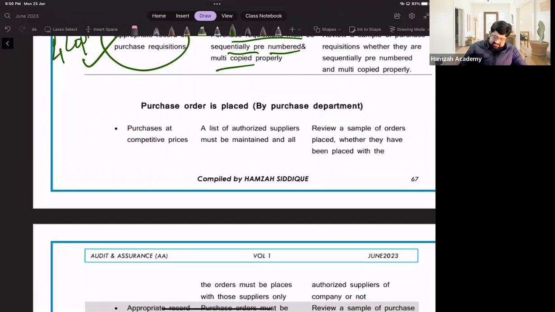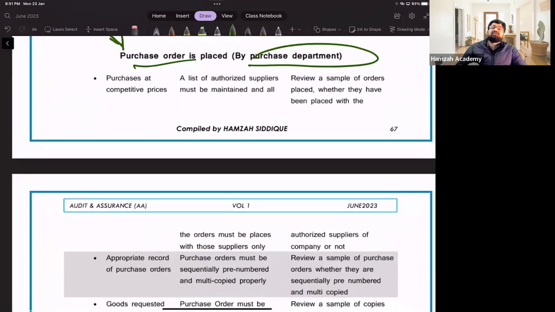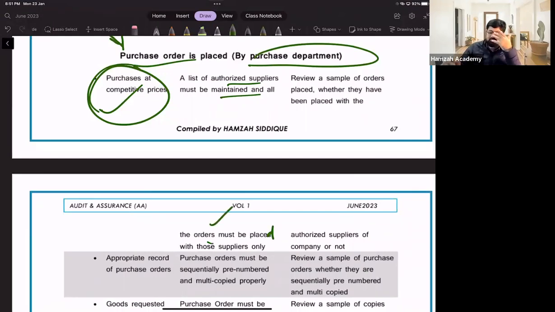Purchase order is placed, now the next point, by the purchase department. Purchase requisition goes to them by stores. So the first objective, when they are placing purchase order, is purchases at competitive prices. How to achieve this? Two different companies might be doing it in different ways. One company calls tenders: they invite tenders and place orders with the lowest price. The other company says authorized suppliers. Let us have a list of authorized suppliers, and orders must be placed with those suppliers only. Simple as that. An authorized supplier list is maintained of those selling at the lowest price, and orders should be placed with them.